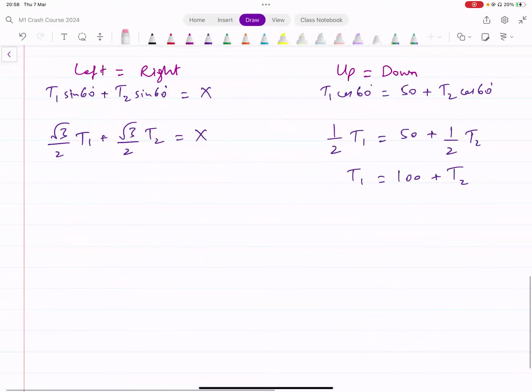Now what we want to do is we want to minimize the value of X. So we want X to be as small as possible. Okay, X needs to be as small as possible. How can we make X small? Now we have both positive terms here. How can we make X small? We would want T1 to be minimum and T2 to be minimum. We want both to be as small as possible.